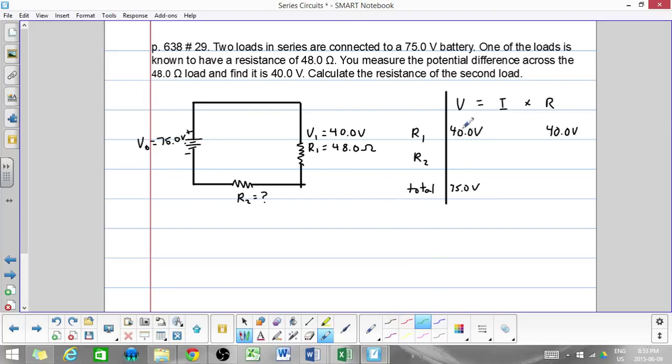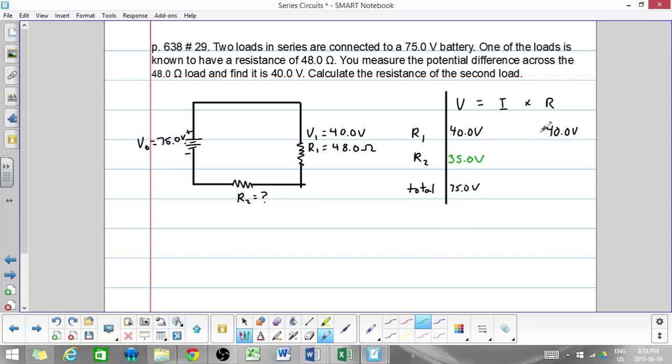Starting with the voltage relationship, this Kirchhoff's voltage law. Any potential gained at the source is lost in the loads. So the 75 volts here, the electrons go through both loads, lose 40 volts here, so the rest of the 75 volts must be lost through R2. So the voltage across R2 has to be 35 volts.